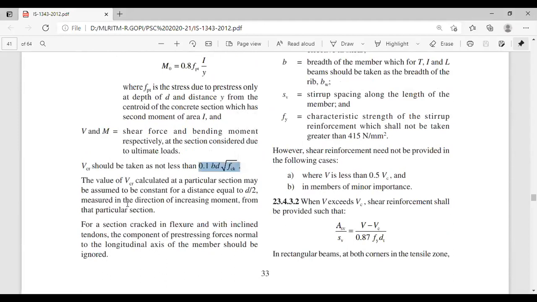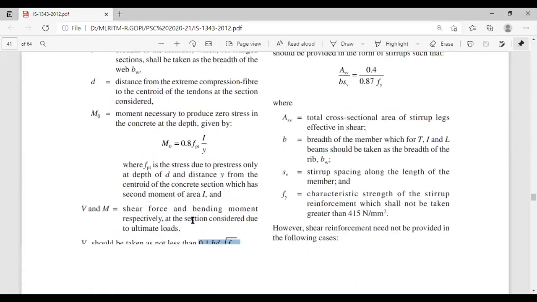Okay, students. The value of Vcr calculated at a particular section may be assumed to be constant for a distance equal to d by 2, measured in the direction of increasing moment from the particular section. For a section cracked in flexure and with inclined tendons, the component of prestressing force normal to the longitudinal axis of the member should be ignored. That we will discuss in the problem.